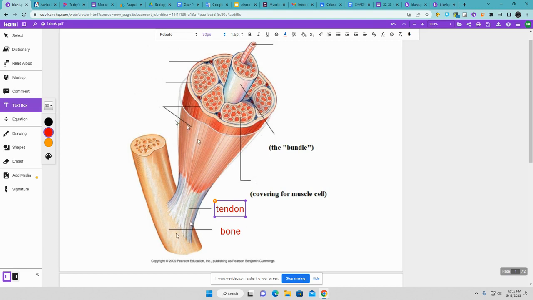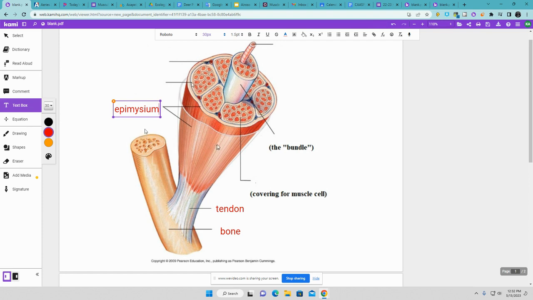All right, now right here, this is the covering that surrounds the entire muscle. You can see this connective tissue. That's called the epimysium. Epimysium. Epic. If you're epic, you're on top. Epi, like the epiglottis, is on top of the glottis. Epi is the top layer of connective tissue that surrounds the entire muscle.